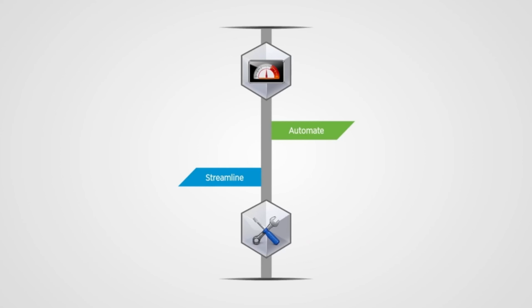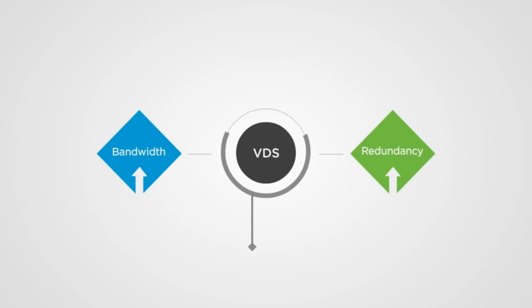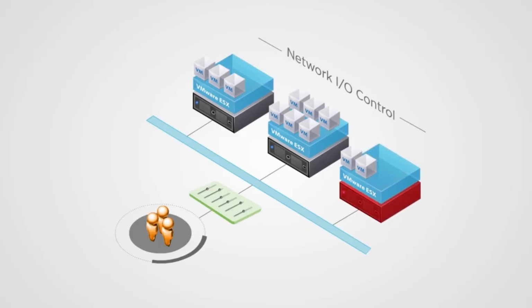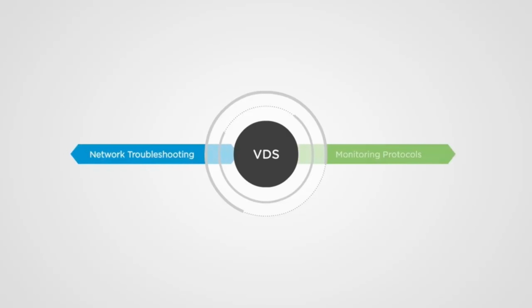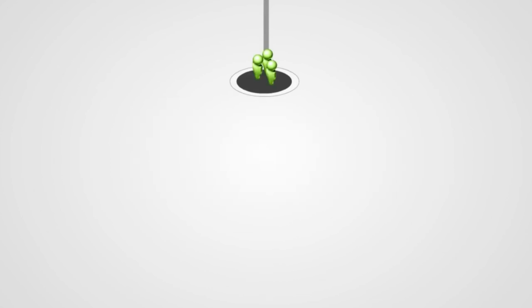To further increase bandwidth and redundancy, VDS offers NIC teaming and Link Aggregation Control Protocol support. Administrators can also orchestrate fine-grained prioritization of network traffic even in resource-constrained environments with Network I/O Control and port-level traffic management. VDS enables broader compatibility with existing network troubleshooting and monitoring protocols. Features such as NetFlow, port mirroring, and SNMP allow network administrators to use familiar tools to manage and monitor virtual networks just like physical networks.